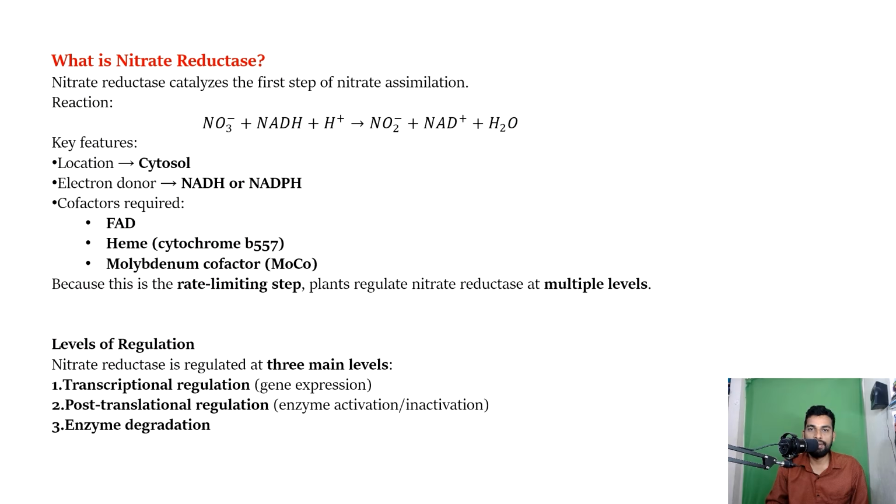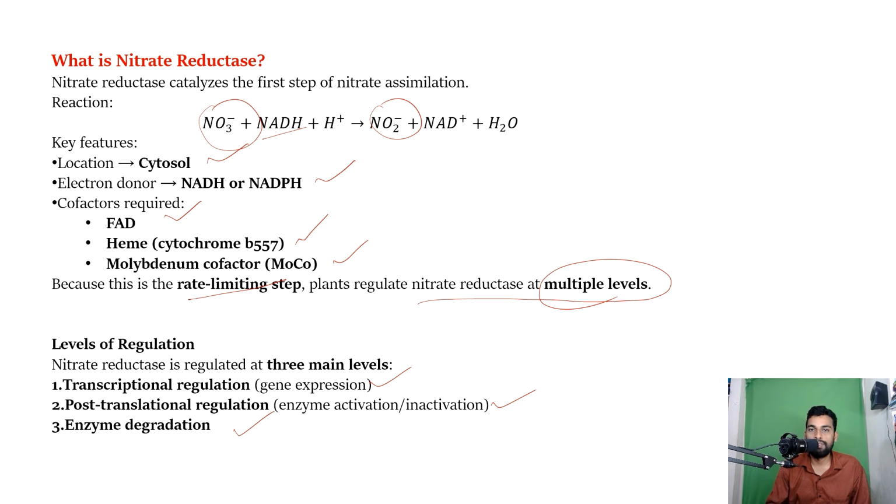What is nitrate reductase? I told you it converts nitrate to nitrite, by using NADH, forming nitrite as well as NAD and water. It happens in the cytosol. The electron donor is NADH or NADPH. Cofactors required are FAD, also heme, that is cytochrome b557, and molybdenum cofactor, because this is the rate limiting step. So plants regulate nitrate reductase at multiple levels. These are the levels: transcriptional regulation, post-translational regulation, enzyme degradation.